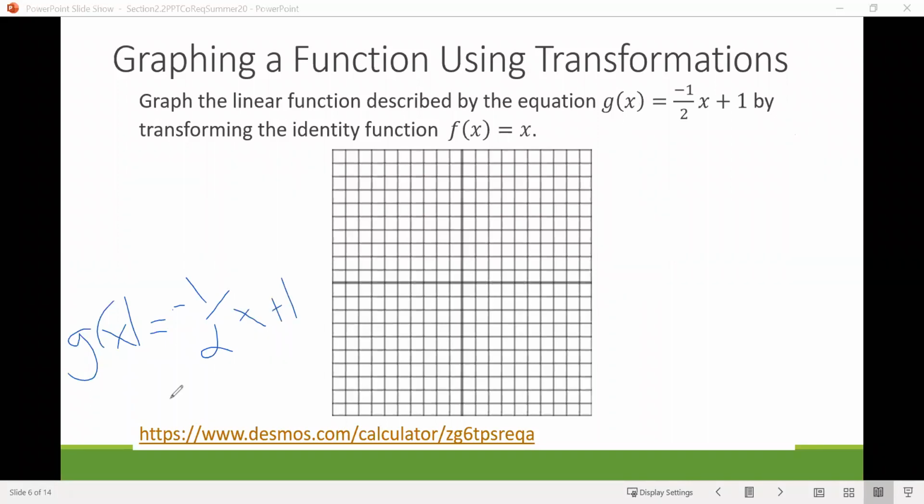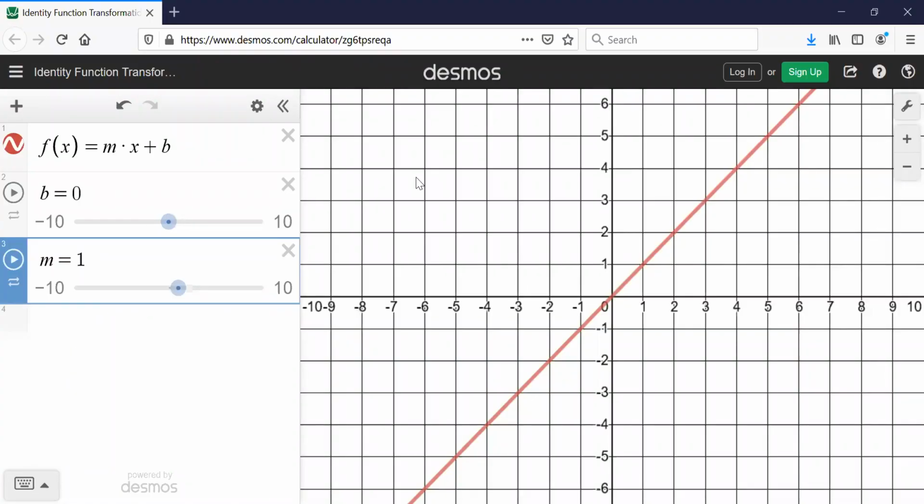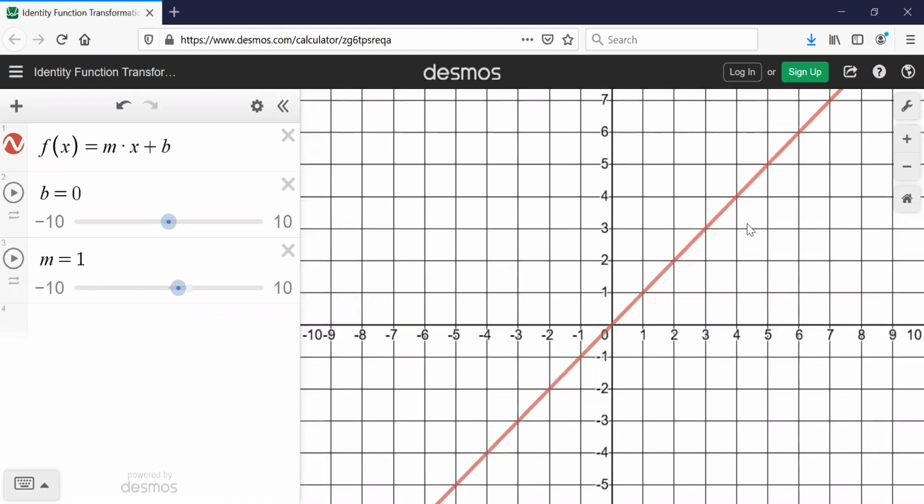I'm going to switch my window here to Desmos. Okay, so notice here, this red line is the function f of x equals x, so that's our identity function. So we know it goes through the point 0, 0. It's got a slope of 1, so this is the correct function. And we're going to graph from the previous slide, g of x equals -1/2 x plus 1.